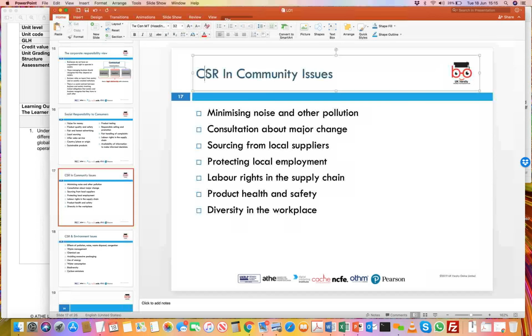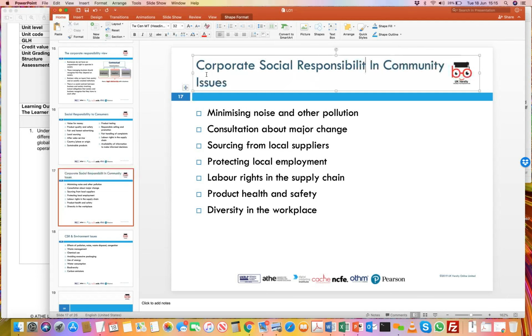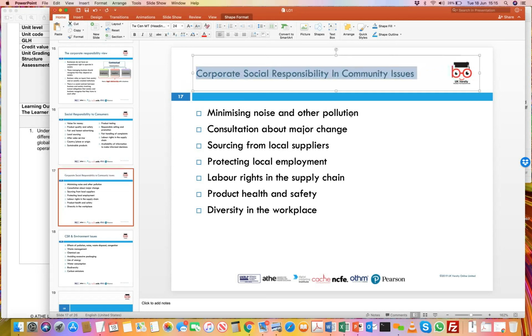The second type of responsibility that we look at is something called corporate social responsibility, CSR. What is corporate social responsibility? In community issues, as a big company, you're trying to do certain things in the business which are in general useful, and do not cause any difficulty to the environment.